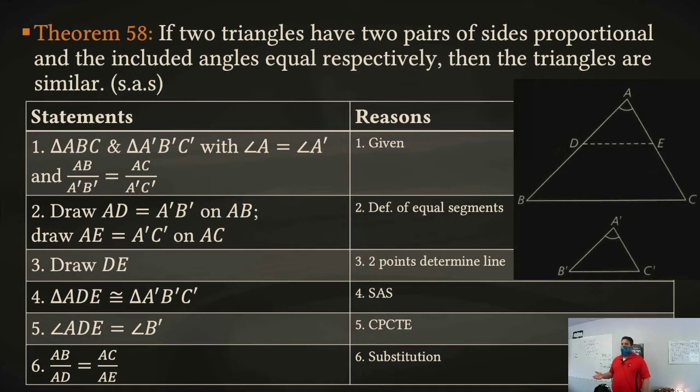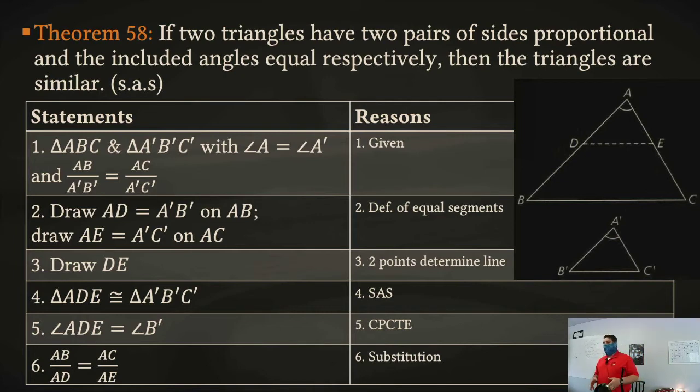Then we'll draw DE because 2 points determine a line. So triangle ADE is congruent to triangle A prime B prime C prime. Basically, we moved the triangle onto the other triangle, but we did it through constructions instead of just being like, hey, I used scissors, cut out a triangle and moved it. So we just constructed equal sides. Anyway, moving on.